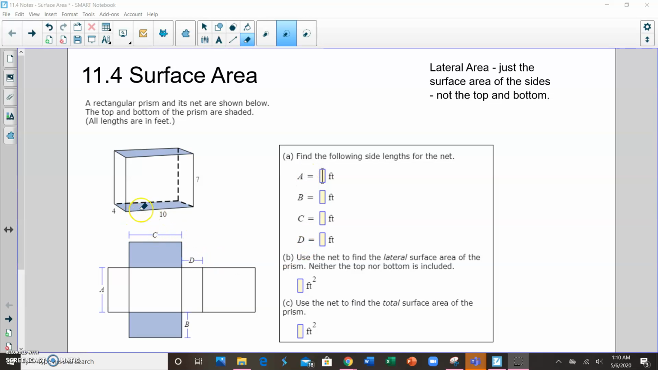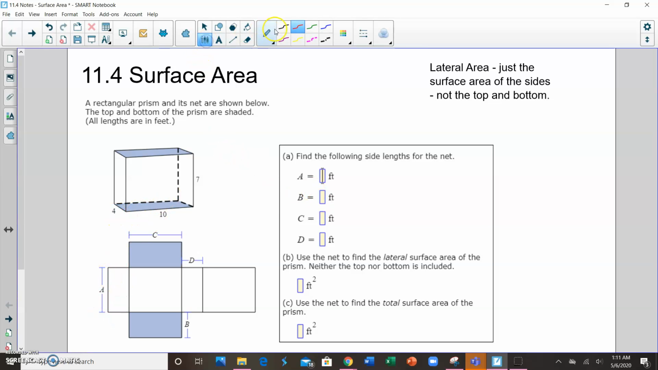Moving on, we have to find the lengths of the sides for A, B, C, D. This 10 corresponds with C here. What we did is take the back of this box and open it all up. We flipped the left side, flipped the front and the side out, flipped the top up and the bottom out. So this C is 10, and this 7, the height, is A, and all these little lengths are the 4, that's the width.